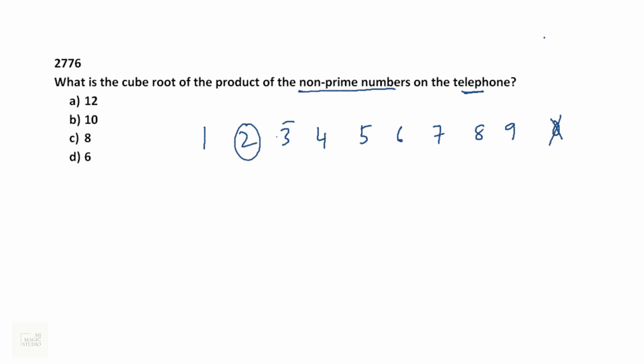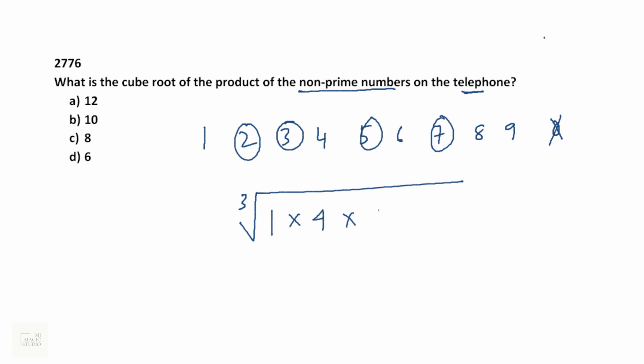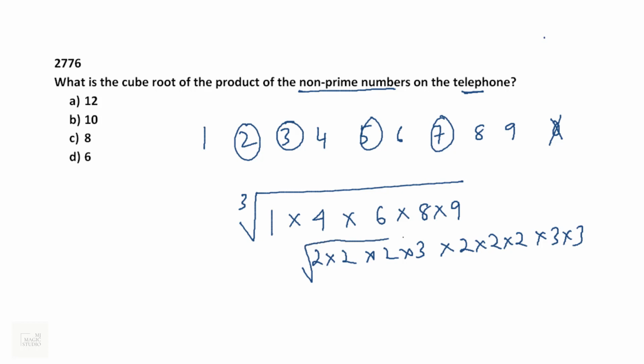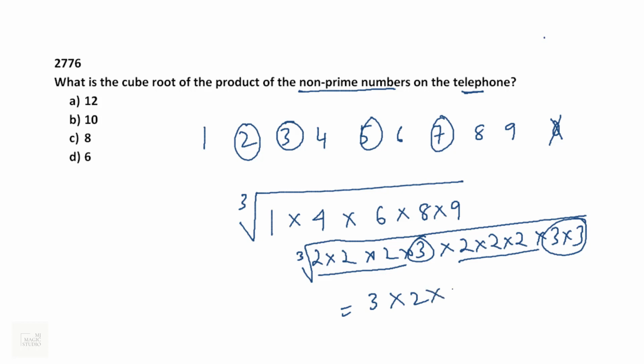Non-prime numbers, 2, 3, 5, 7 are prime numbers. So we are looking out for cube root of 1 into 4 into 6 into 8 into 9. That is 2 into 2 into 2 into 3 into 2 into 2 into 2 into 3 into 3. And let us group it up. 3, 3, 3 times 3. So out of cube root we will have 1 time 3, 2, 2, 2, 1 time 2 and 2, 2, 2, 1 time 2. 4 into 3 is 12. Option A is the answer.